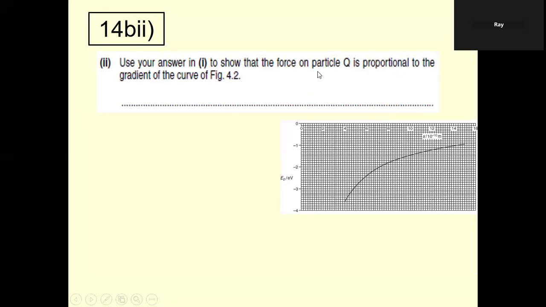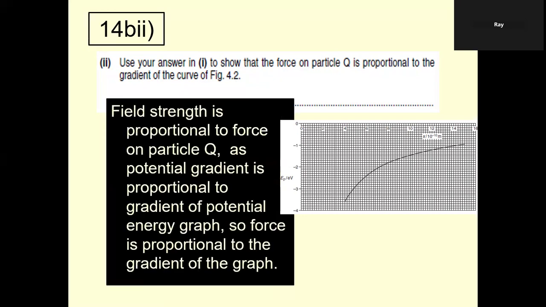Use your answer in 1 to show that the force on Q is proportional to the gradient of the curve in figure 4.2. Electric field strength is proportional to force on charge Q as the potential gradient is proportional to the gradient of the potential energy graph. So the force is proportional to the gradient of the graph. You can treat this as potential is the same.